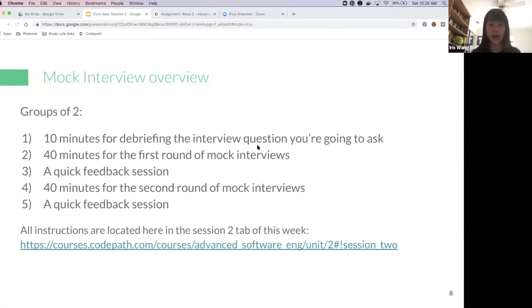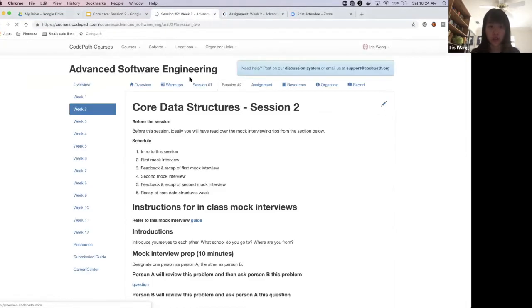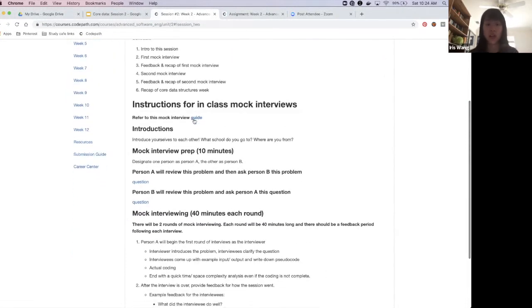Then we'll have one mock interview round, which is one person asking the other person one question. We'll wrap that up with a feedback session. The interviewer will give the interviewee some feedback, and then we'll do the reverse. The instructions are located in the session 2 tab. If you go to the session 2 tab right here, there's a mock interview guide, which is quite lengthy. I saw that some of you were reading it, which is great.